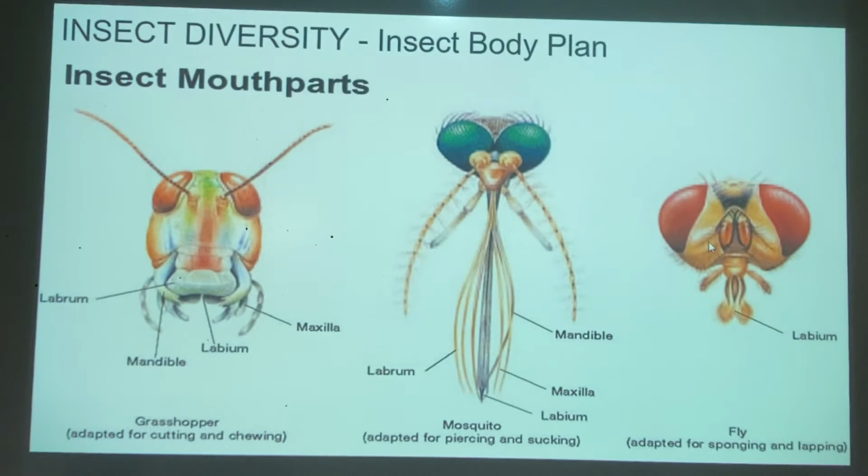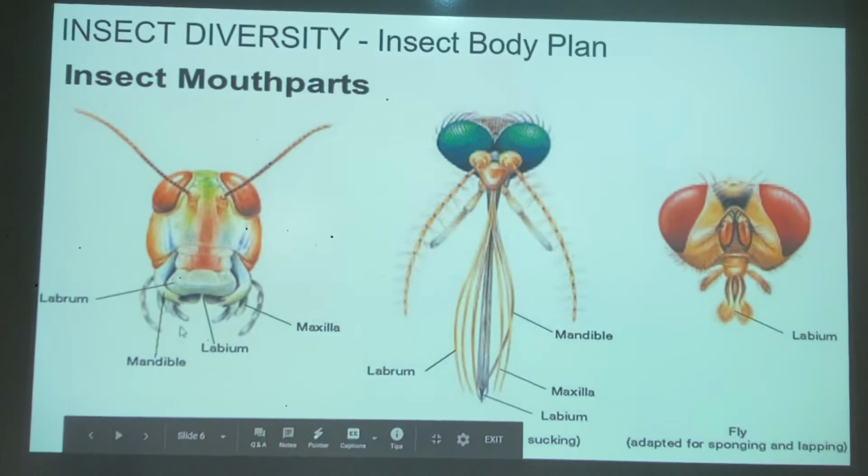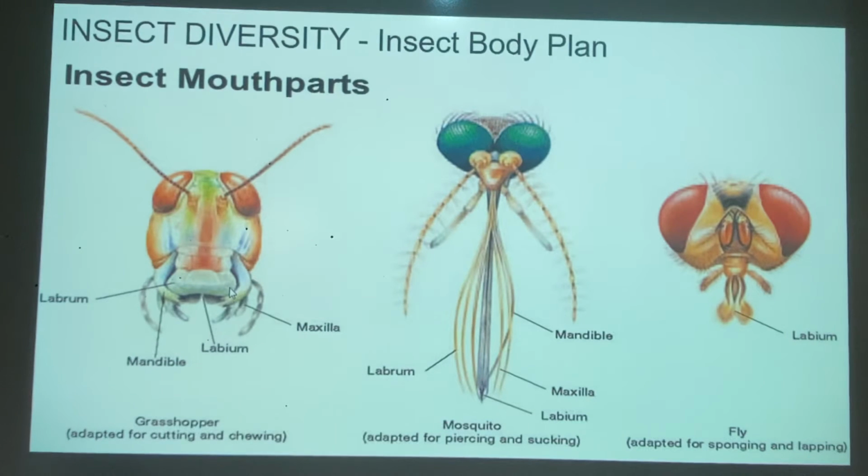And this just gives you a good comparison of the different kinds of insect mouth parts. So the grasshopper is going to have a pretty large mandible here because they're going to be cutting and chewing different pieces of animal. They are going to be primarily plant eaters.